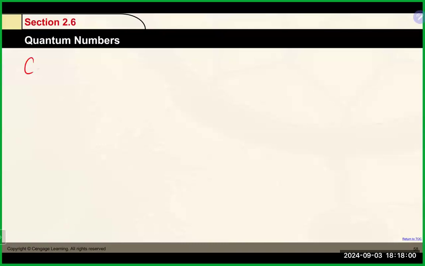All right, why don't you do calcium, which is 20. And why don't you give the 4 quantum numbers for the 16th electron that goes in. So write the electron configuration, draw the orbital diagram, and give the 4 quantum numbers for the 16th electron that's in calcium.